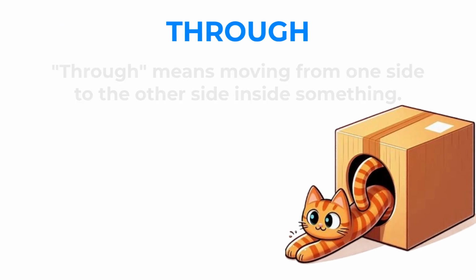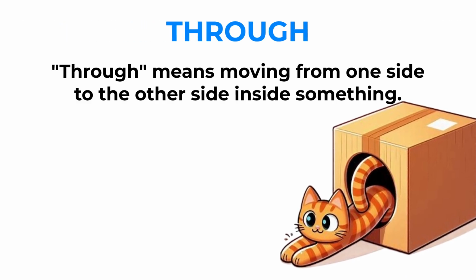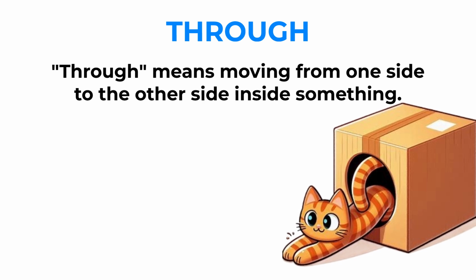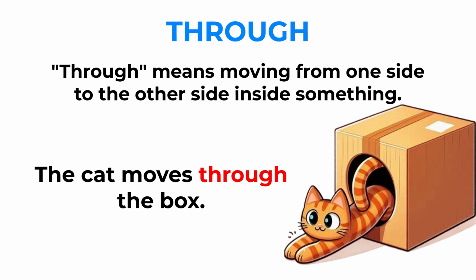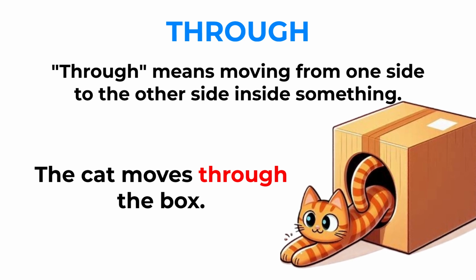Through. Through means moving from one side to the other side inside something. Now the cat moves through the box. Example sentence. The cat moves through the box.